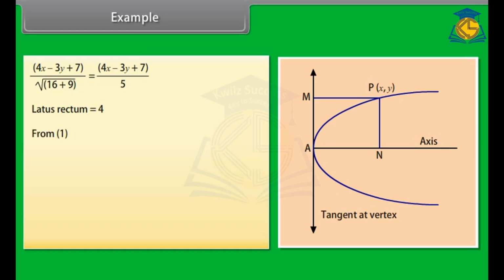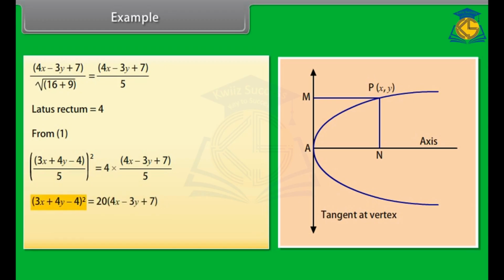From equation 1, ((3x + 4y - 4) upon 5) whole squared is equal to 4 times (4x - 3y + 7) upon 5. So (3x + 4y - 4) whole squared is equal to 20 times (4x - 3y + 7). This is the required equation of the parabola.